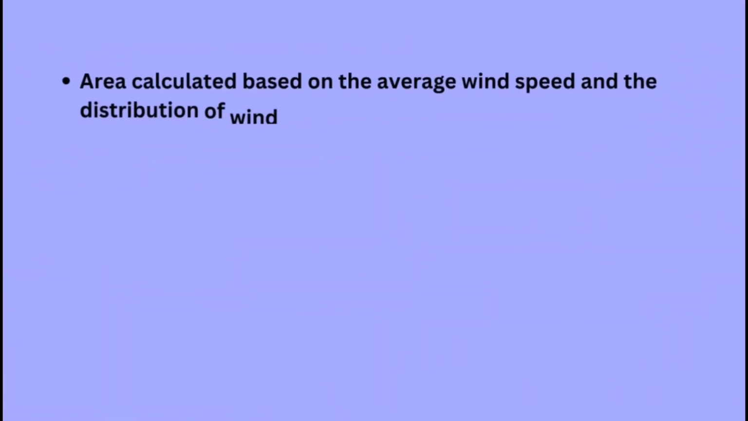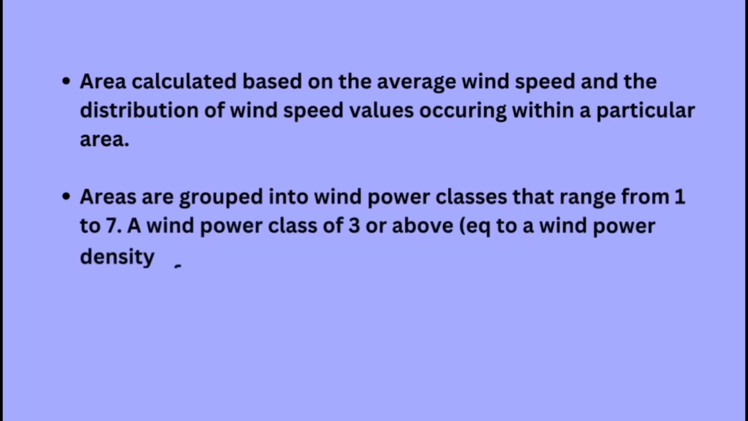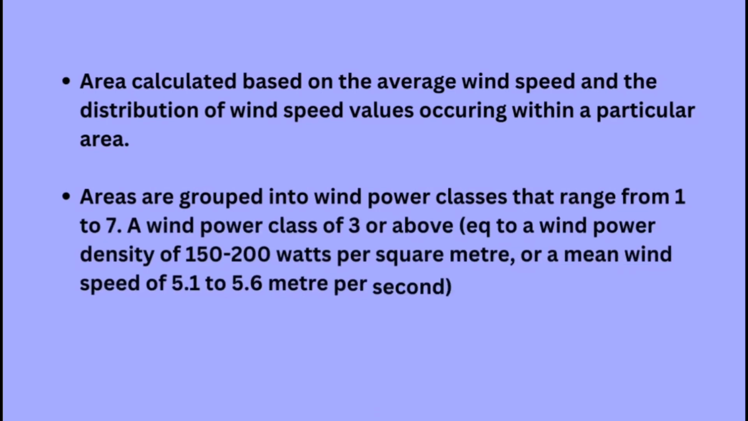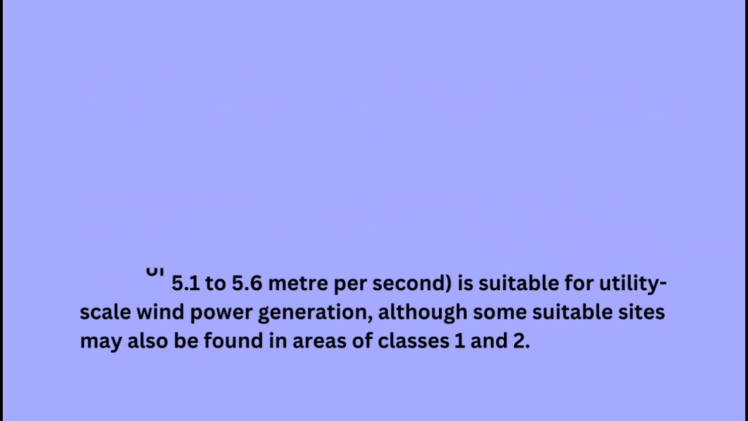Due to the need for wind to generate electricity, wind farms are very location dependent, and as such, wind resources are calculated based on the average wind speed and the distribution of wind speed values occurring within a particular area. Areas are grouped into wind power classes that range from 1 to 7. A wind power class of 3 or above, equivalent to a wind power density of 150 to 200 watts per square meter, or a mean wind speed of 5.1 to 5.6 meters per second, is suitable for utility-scale wind power generation, although some suitable sites may also be found in areas of classes 1 and 2.